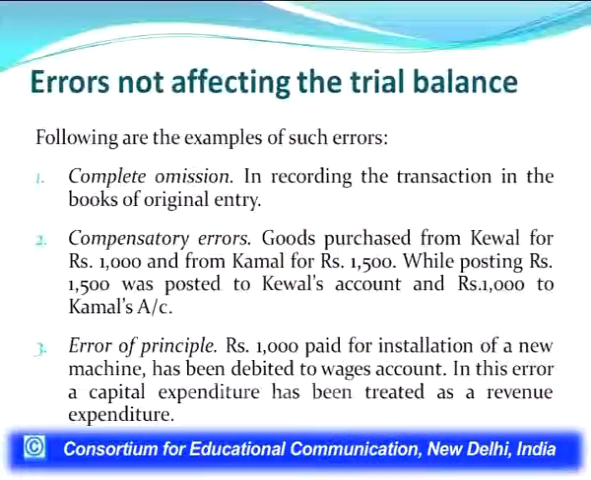Then errors of principle. In case of an error of principle, the error is not in debiting or crediting. The debit is correct, but in the wrong account. For example, rupees 1000 paid for installation of new machinery should be debited to the machinery account. But instead, it has been debited to the wages account. So the error is that a capital expenditure has been treated as revenue expenditure. So it is an error of principle. The debit is correct, so it will not affect the trial balance.